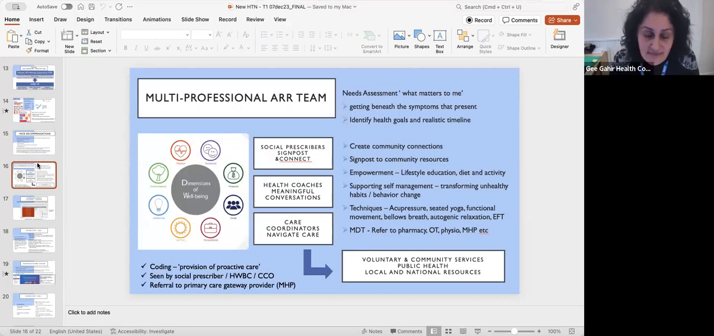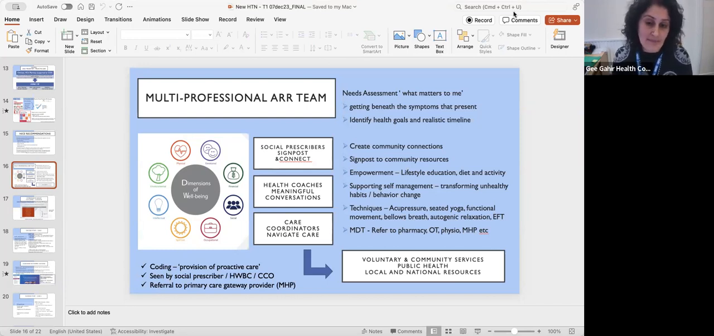So this slide is looking at the dimensions of a person's well-being, and really how an MDT approach for the ARR roles is vital. As a health and wellbeing coach, I work really closely with my social prescribers and the care coordinators, occupational therapists, pharmacists, and my GP colleagues as well. And like I've said before, the needs assessment is about what matters to me. It gets beneath the symptoms that are presenting and identifies their health goals alongside a realistic timeline.